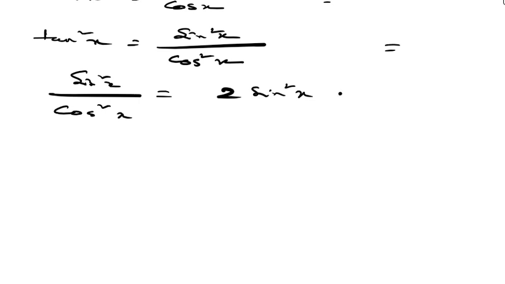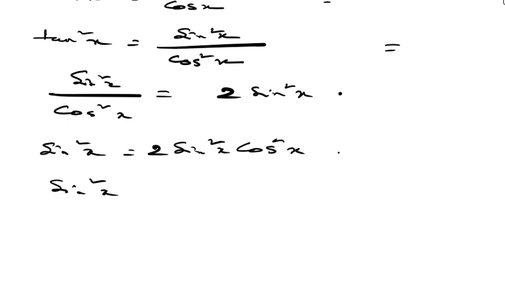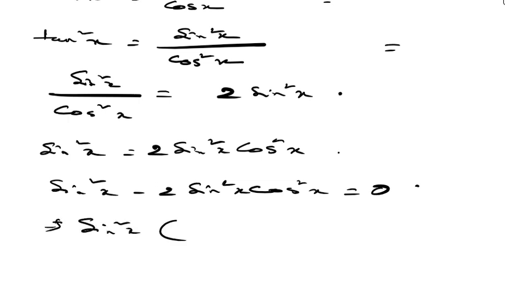Now multiply both sides by cos²x. So this becomes sin²x is equal to 2 sin²x cos²x. Now bring everything to one side. Then you will get sin²x − 2 sin²x cos²x is equal to 0. Now factor out sin²x. So it becomes sin²x (1 − 2 cos²x) is equal to 0. Now we solve using the zero product rule.